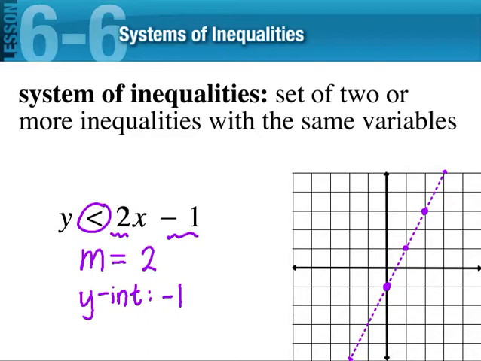Now what I'm going to do is pick a point on one side of the line or the other. Do you remember what always is a good point to use if we can? 0, 0. Now I'm going to plug 0, 0 back into the original inequality, 0 in for y, 0 in for x. So I get 0 less than, what is 0 minus 1? -1. Is 0 less than -1 a true statement? No. So where am I going to shade? Left or right? Right.